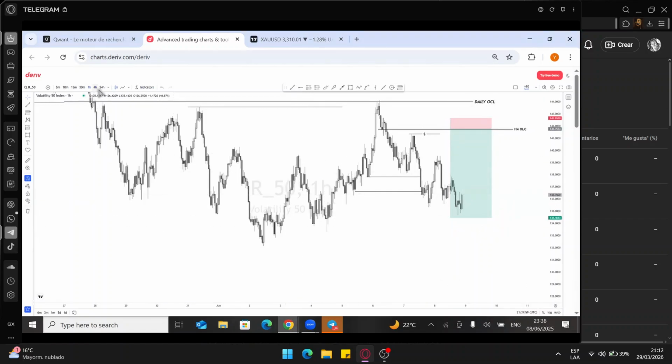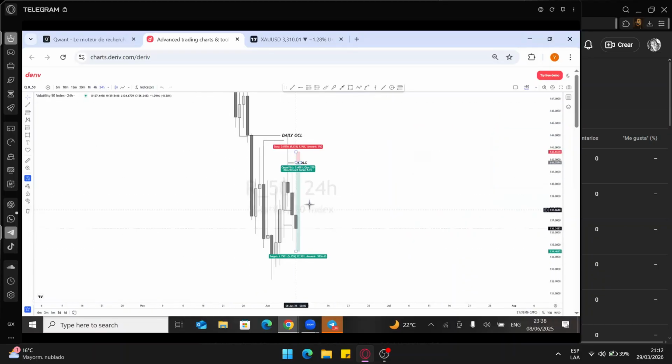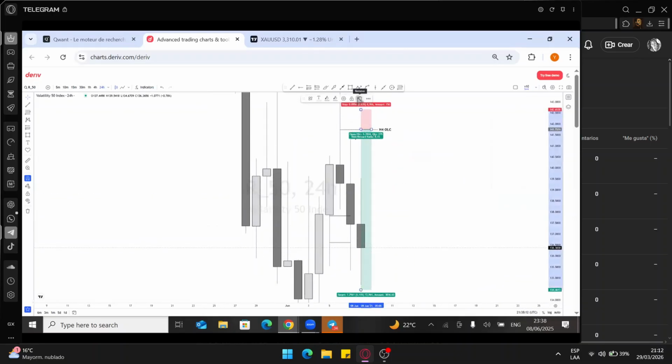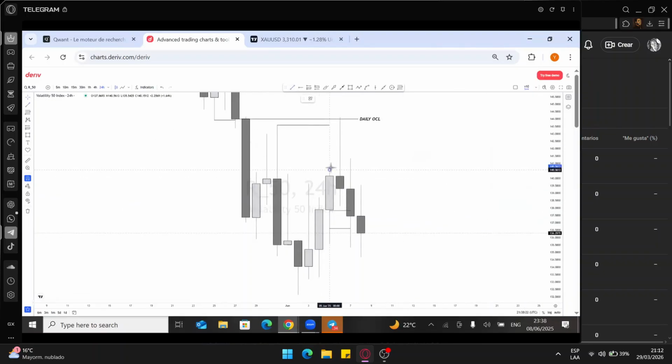But let's use CRT to tackle this. Let's see what CRT actually gave us. So if price tapped into this level, this was our CRT high. This should be our CRT low.